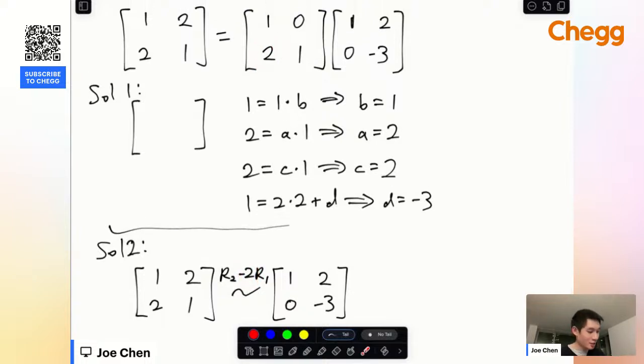Okay, so that's really the essence of lower upper triangular factorization. This lower matrix reveals all the information that you had to do when you did the row reduction, in the way that this -2 corresponds to a 2 here. And then whatever matrix you get at the end is the upper triangular matrix. Okay, so hopefully that helped.